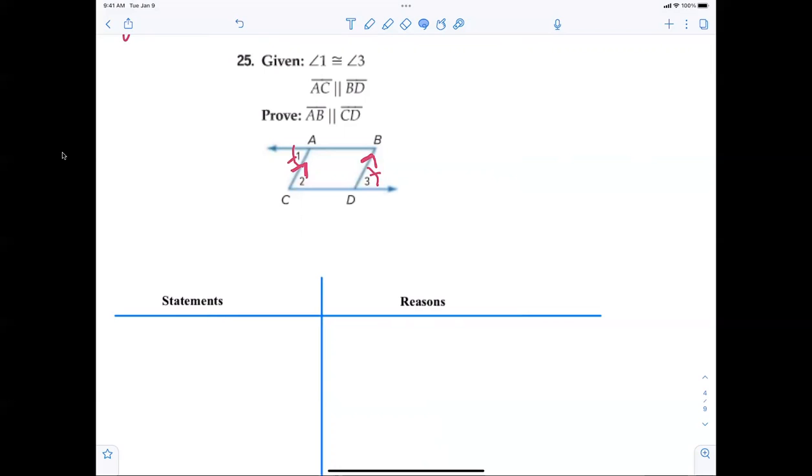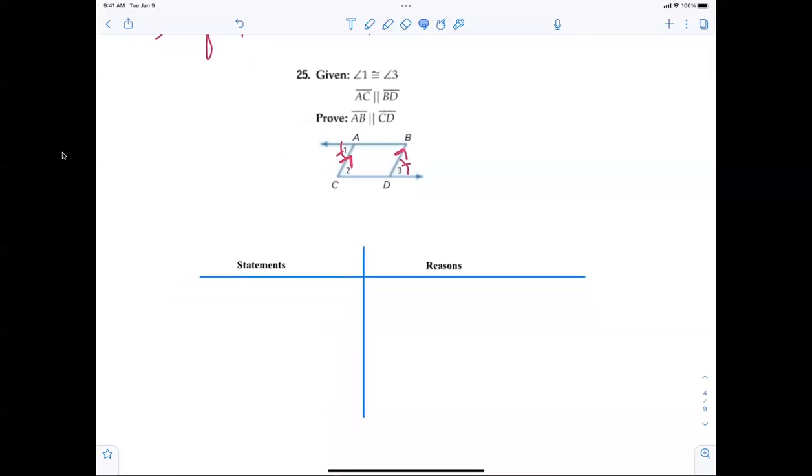Anybody having trouble seeing that? You just have to look at it and work through it, trying to prove AB is parallel to CD. When you're trying to prove lines are parallel, you have to find alternate interior, alternate exterior, or corresponding angles. I don't like doing consecutive interior because that has to do with adding up to 180. I'd rather just look for the equals. So he said it perfectly.